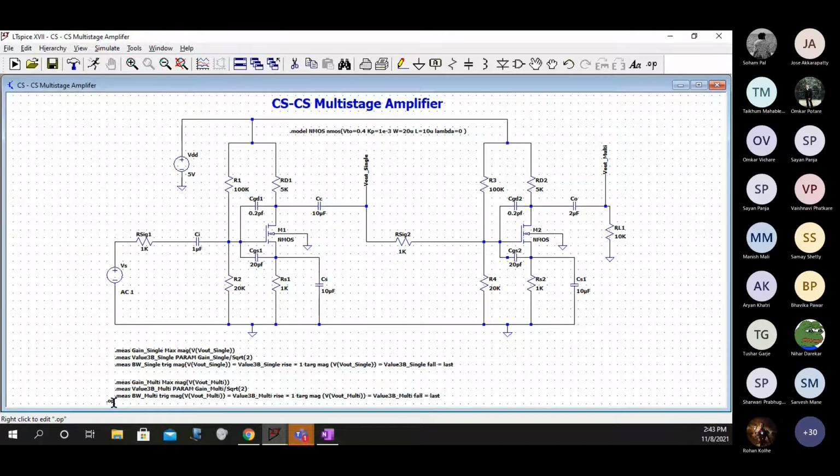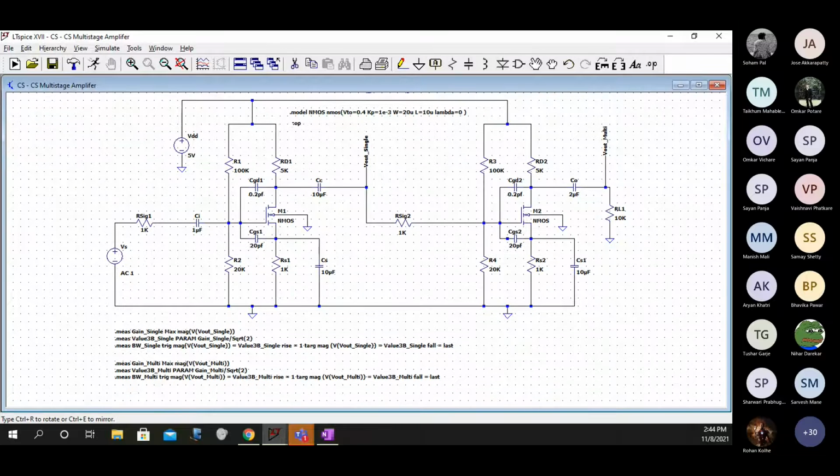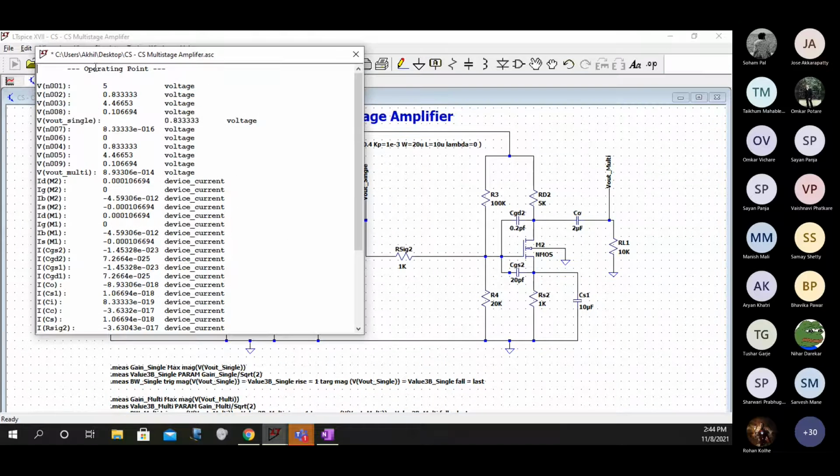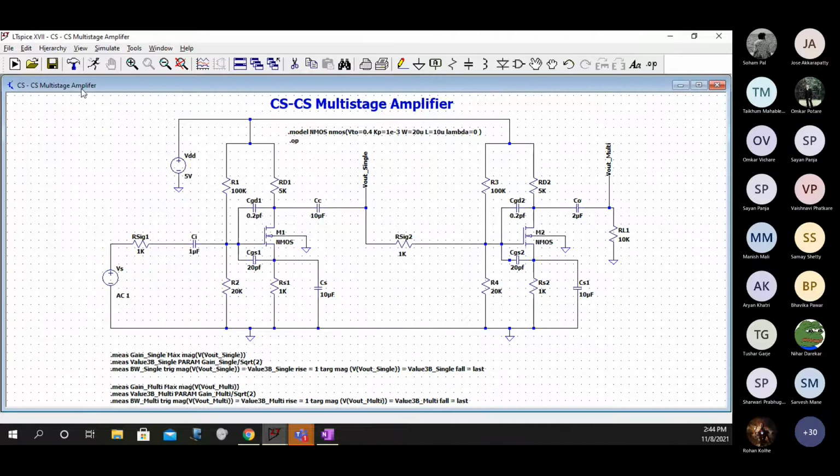See here, this .op is somewhere here. So I'm getting it here. Now if I again try to simulate this, it doesn't ask me the command prompt again. So how can I put a .ac command when .op already exists? Now Rohan, you must have faced that problem, correct?